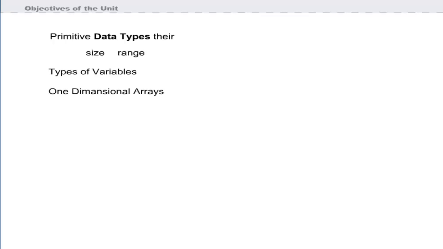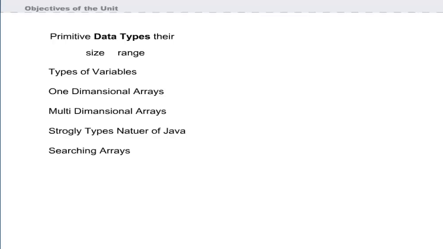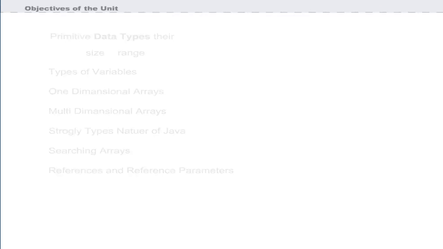After completing this unit, you will be able to understand primitive data types used in Java, their size and range of acceptable values, different types of variables, one-dimensional and multidimensional arrays, strongly typed nature of Java, searching arrays for different data types, references and reference parameters.